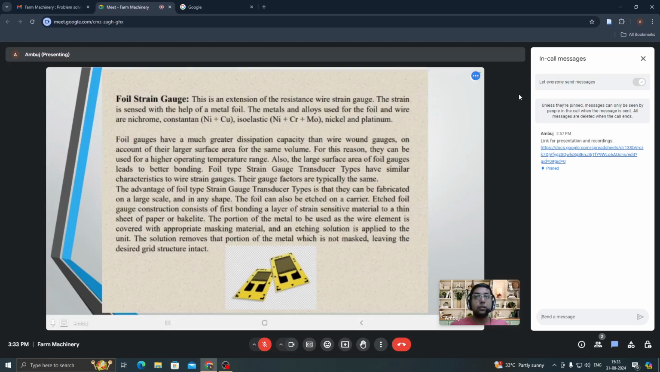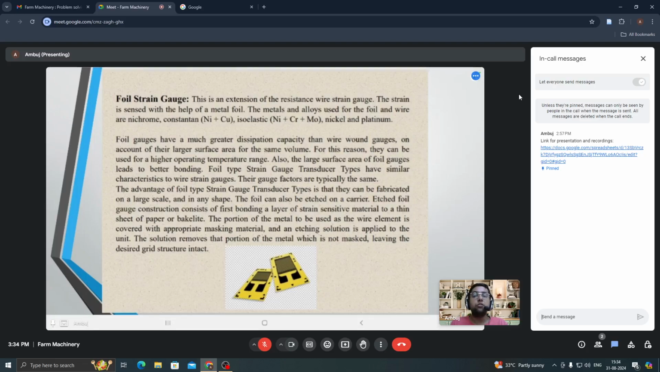Another thing is the sensing part. The larger the dissipation area is, the larger the sensing area is, so this attribute is important. You can sense the change in temperature as well as the change in pressure. It is a very strain sensitive material.